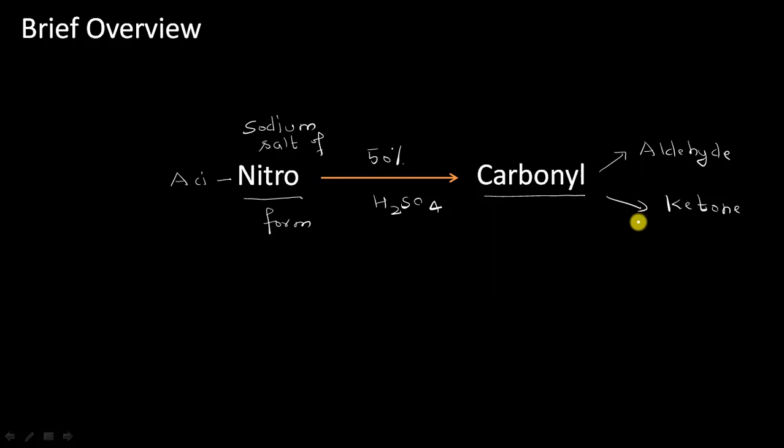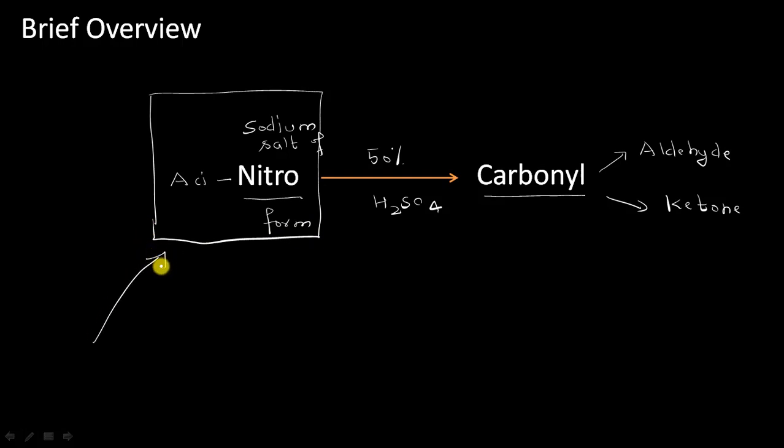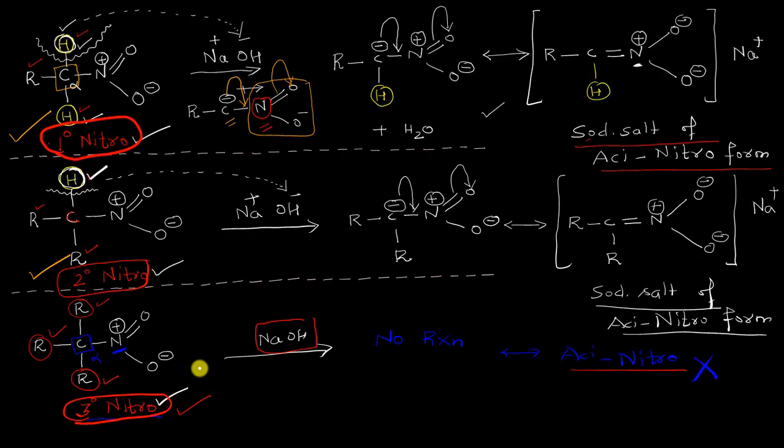And by the way, how we can get this sodium salt of the acyl nitro form? It can be easily generated by the addition of a strong base such as sodium hydroxide starting from the actual nitro compound. But do remember, this nitro compound will be either primary or a secondary one. So this is all about the Nef reaction.